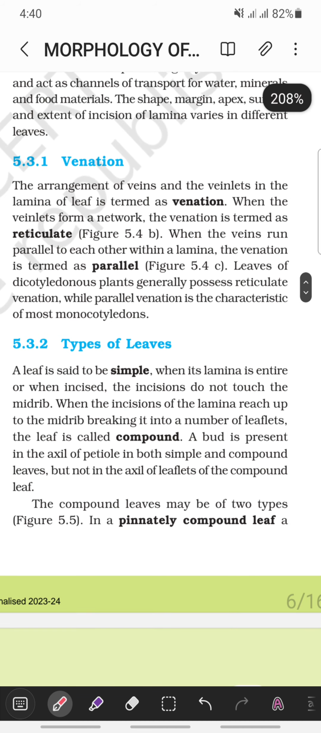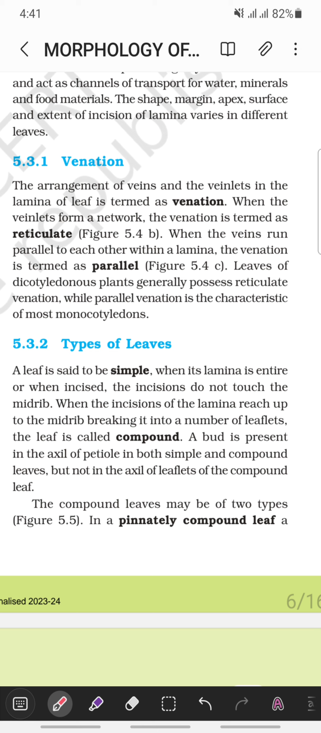Types of leaves. A leaf is said to be simple when its lamina is entire or when incised, and the incisions do not touch the midrib. When the incisions of the lamina reach up to the midrib, breaking it into a number of leaflets, the leaf is called compound. A bud is present in the axil of petioles in both simple and compound leaves, but not in the axil of leaflets of the compound leaf.